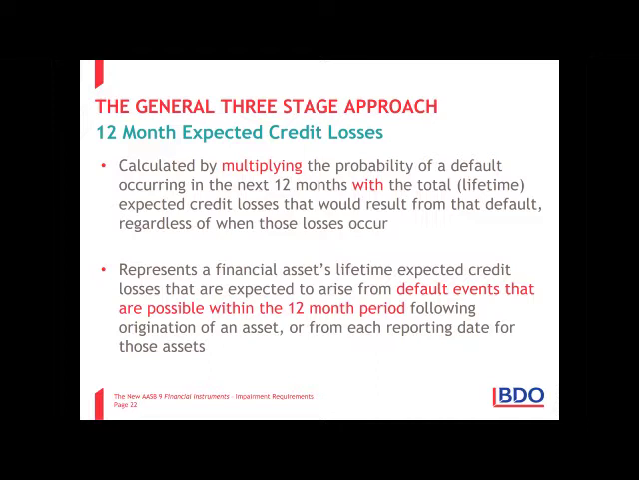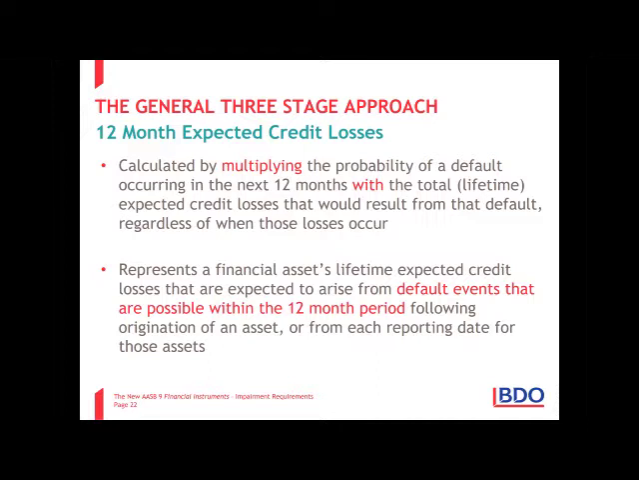First of all, your 12-month expected credit losses are calculated by multiplying the probability of a default occurring in the next 12 months with the total expected credit losses that would result from that default, regardless of when those losses occur. So we're not looking for losses that are occurring within the next 12 months. It is a default event occurring in the next 12 months, and you multiply that with the total expected credit loss as a result of that default. So that is how you come up with your 12-month expected credit loss.